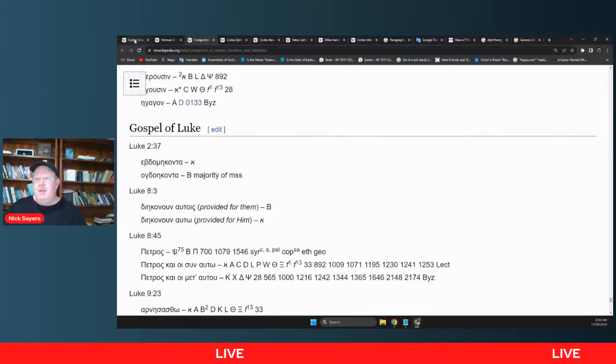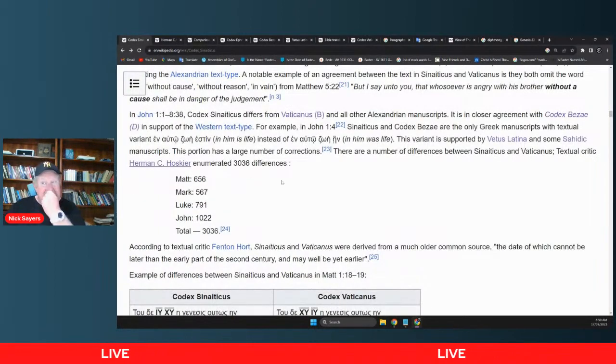So anyway, Herman Hoskier enumerated 3,036 differences. That's where we get the saying that Vaticanus and Sinaiticus differ in the Gospels alone over 3,000 times. So that's usually what we say.